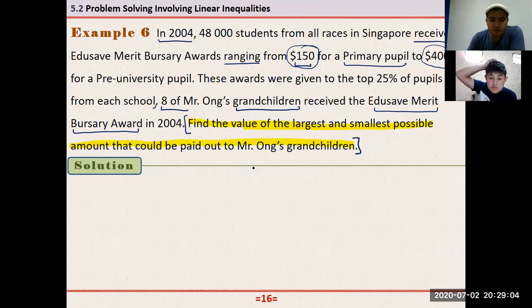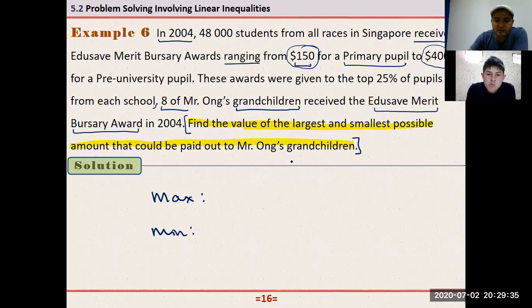Now if we return to the problem, here we are talking about Mr. Ong's grandchildren. But do we have any other information about the children? Where are they studying? No. At primary school or pre-university school or college? We don't know. So that means find the value of the largest and smallest possible amount that could be paid out to Mr. Ong's grandchildren. So here we have the maximum amount and here we have the minimum amount. How many of his grandchildren received this Safe Merit Bursary Award? That is 8.